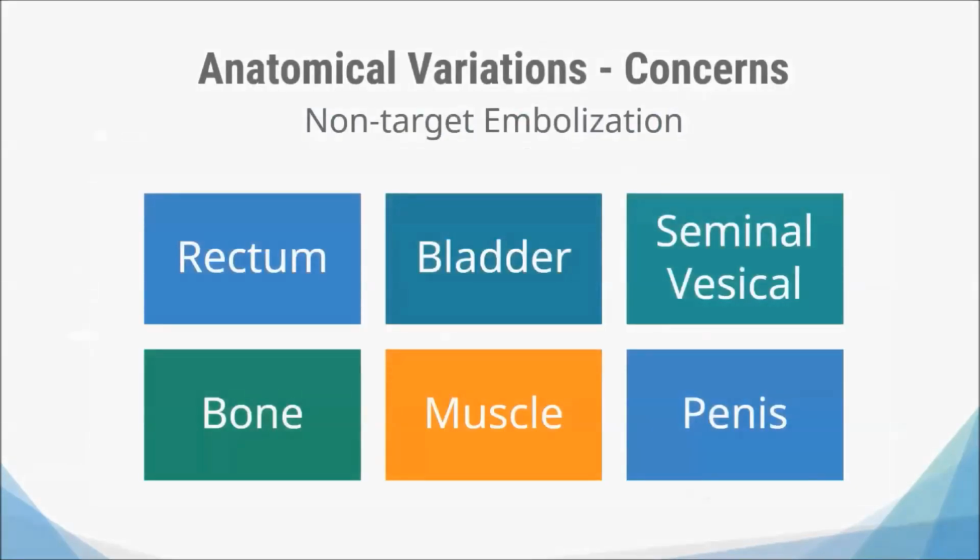It is really important to understand the anatomy because most of the complications are related to non-target embolization, and these non-target embolizations are totally related to the rectum, bladder, seminal vesicle, bone, muscle, and penis. So that's why you need to understand anatomy and the potential complications of this procedure. And using simulators is a very important tool to save radiation and to avoid complications to your patients.